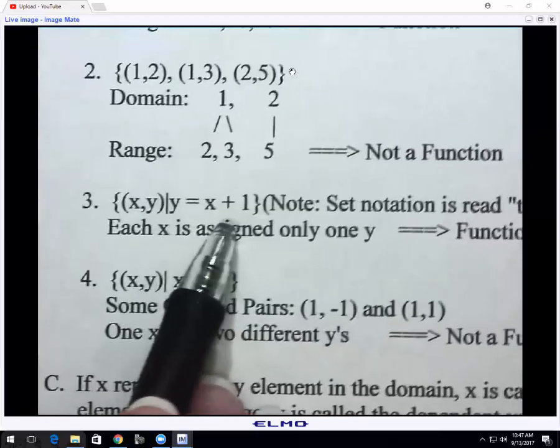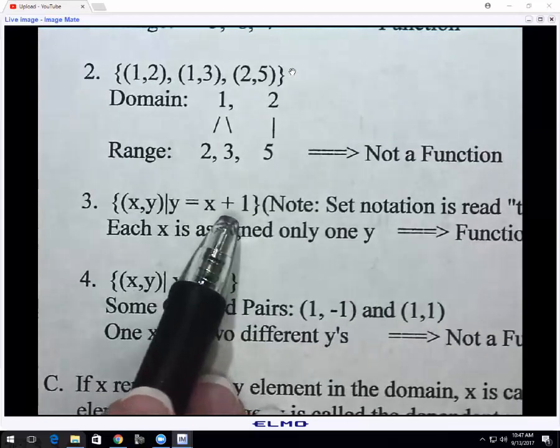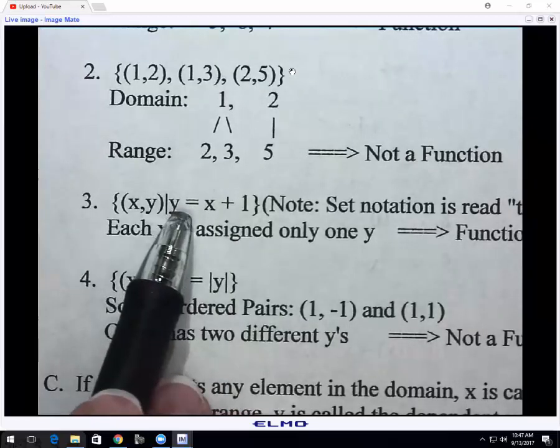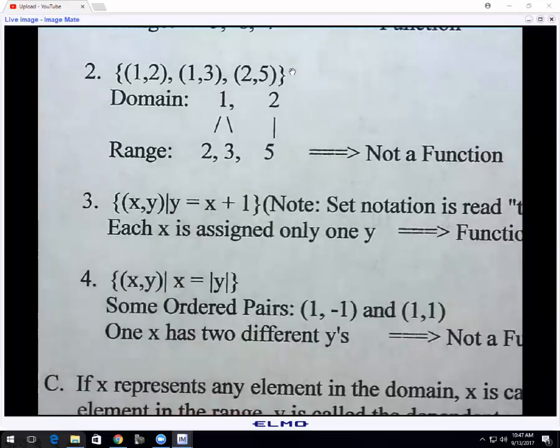Number 3, you read that set notation: the set of all (X, Y) such that Y equals X plus 1. Whatever X is, you add 1 to it, and you get Y. Would that be a function? If I put a 7 into an adding 1 machine, is there only one right answer that comes out? Yeah. I put a -2 into an adding 1 machine. Is there only one right answer that comes out? Yeah. So it's a function.